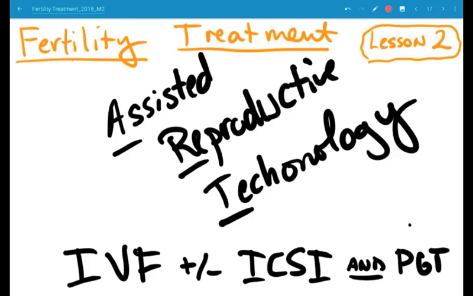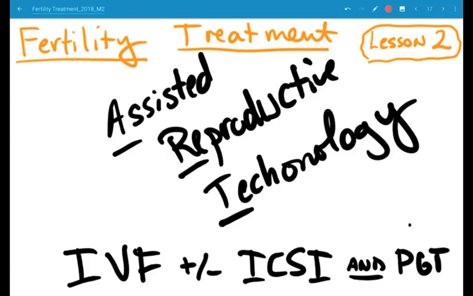Previously, we talked about ovulation induction and superovulation using oral agents and non-assisted reproductive technologies. Now we're going to talk about assisted reproductive technology. Specifically, we're going to talk about in vitro fertilization, plus or minus the use of ICSI, which is an insemination strategy called intracytoplasmic sperm injection. And then we're also going to talk about pre-implantation genetic testing.